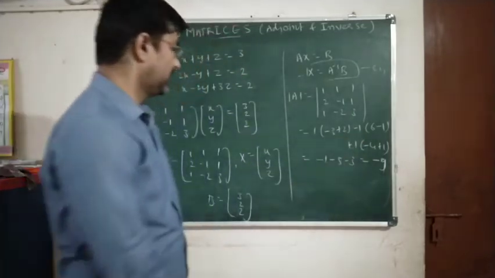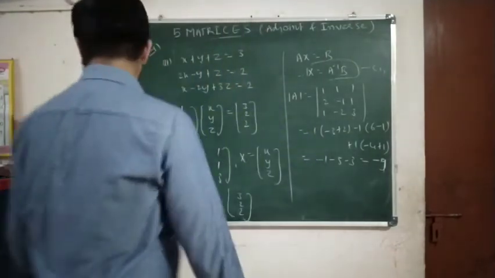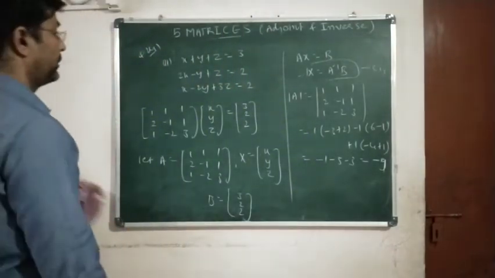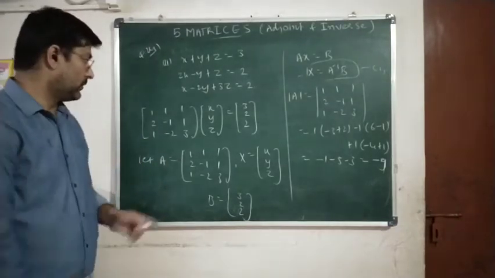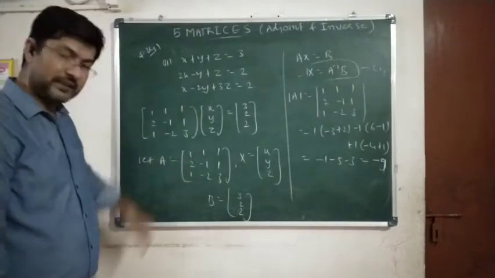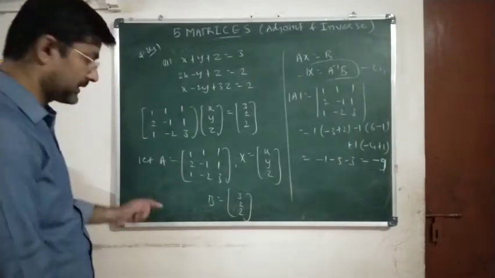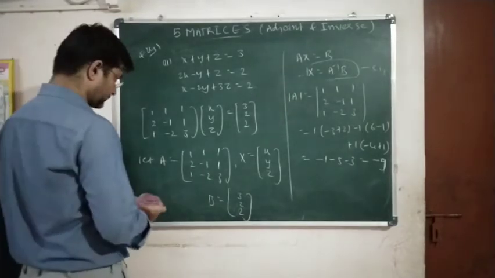Okay, so the determinant is minus 9 only. And now we will find out the adjoint of A. So now this is a 3 by 3 matrix. In order to find the adjoint, we have to write the cofactor of each and every element. Remember, don't skip that step. Show that step in the exam also.